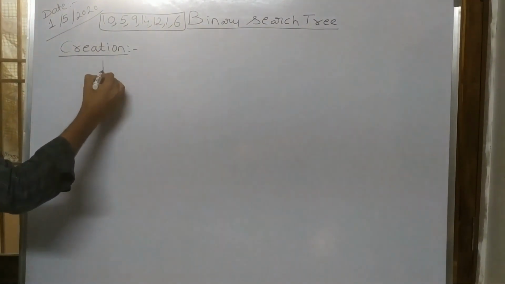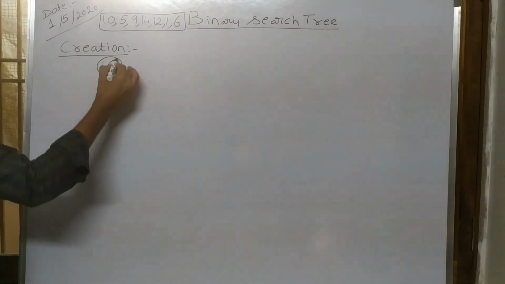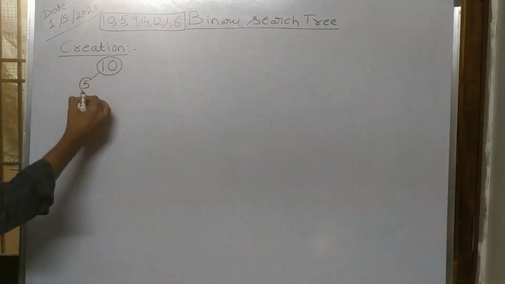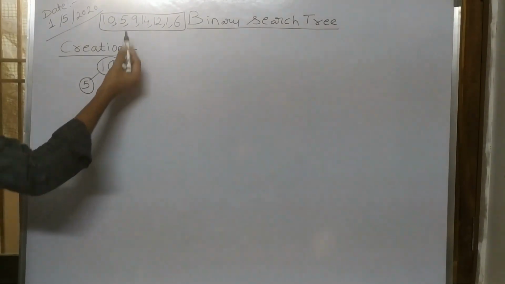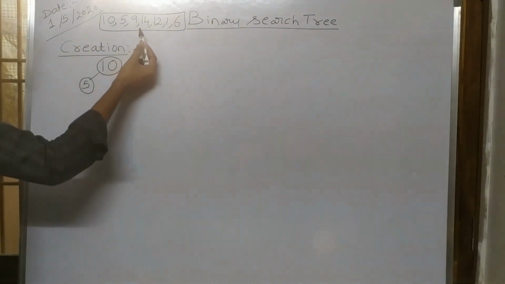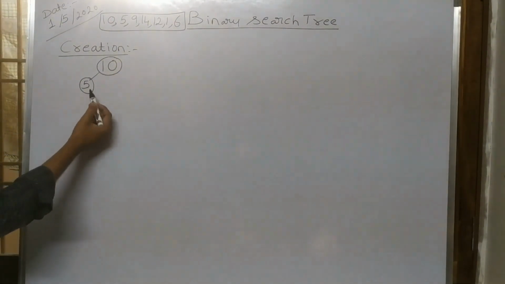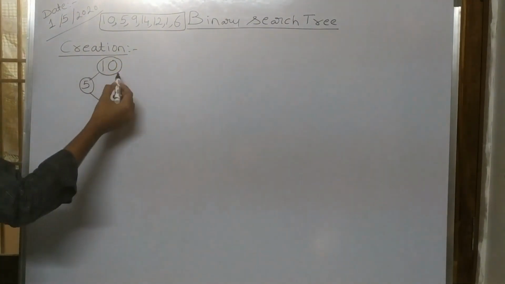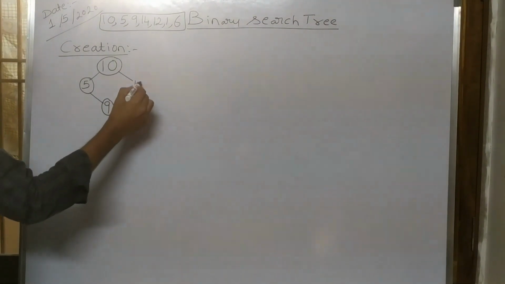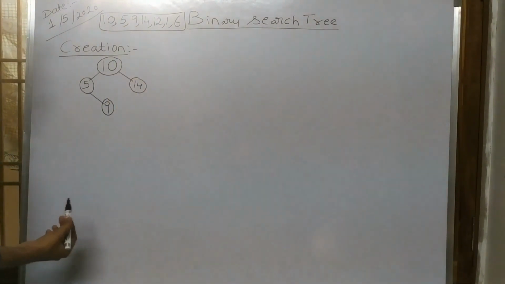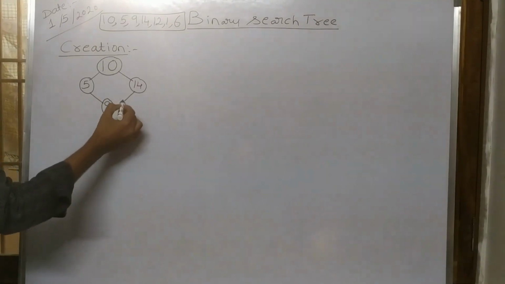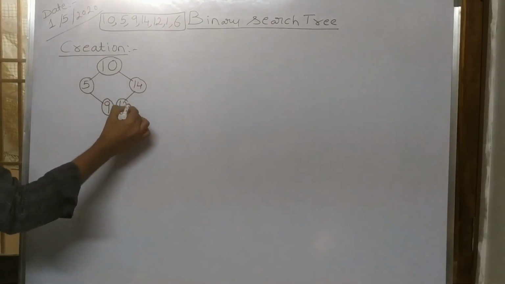First I will get 10, then I will take 5. Is 5 less than 10? So I will go to the left side. Then I take 9. 9 is less than 10, so left side; 9 is greater than 5, so right side. Next 14. 14 is greater than 10, so go to the right side. Next 12. 12 is greater than 10 but less than 14, so this side.